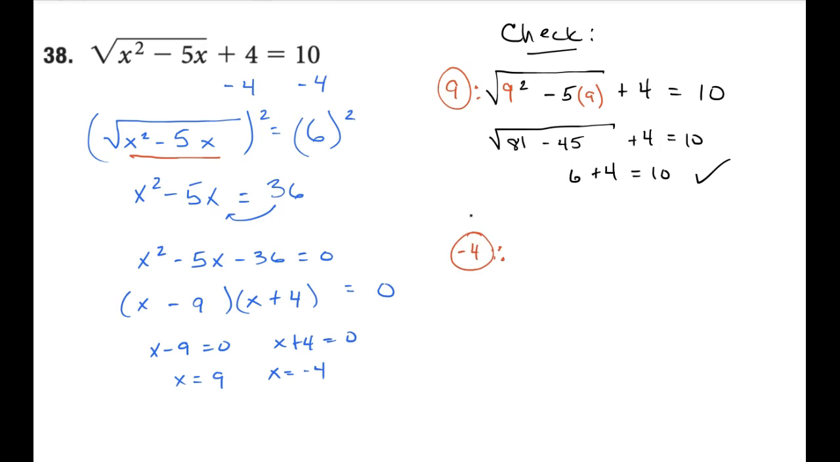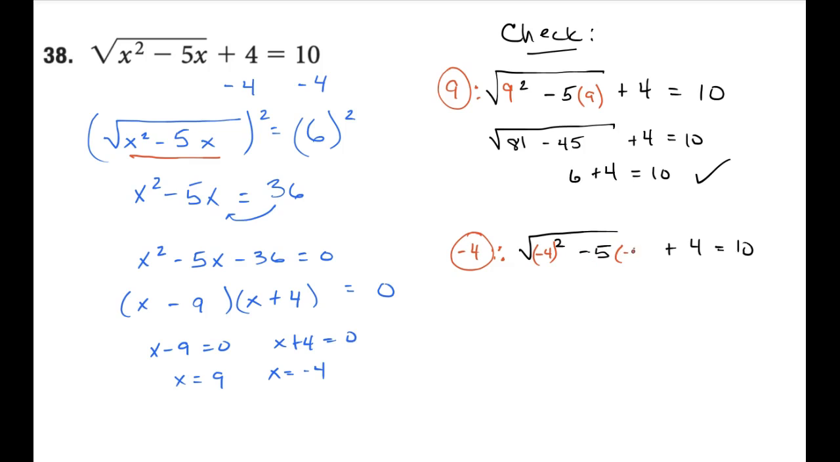So I'm going to do this in color for you again. It's going to be squared, times 5, and then plus 4 equals 10. So we need to see if that actually makes it true. I'm going to put in a negative 4 here. And remember, the negative 4 needs to be squared, the whole thing. So I put it in parentheses so you don't forget that you square the negative as well.